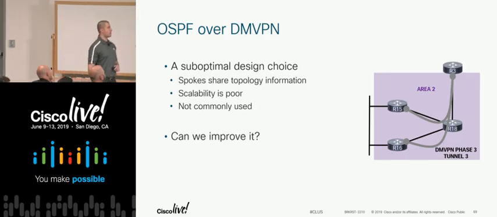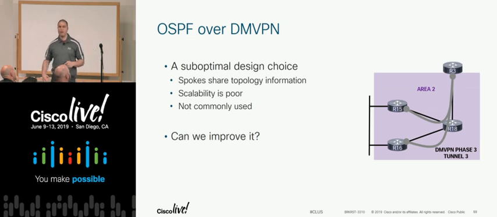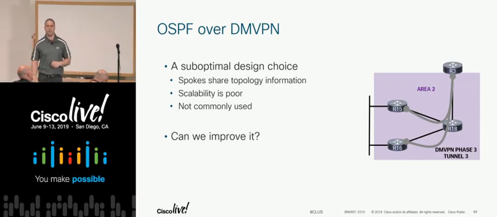So I'm running OSPF over this network. Scalability is generally poor because all the spokes have all the information for all the other spokes. We don't really want that. How can we fix it?